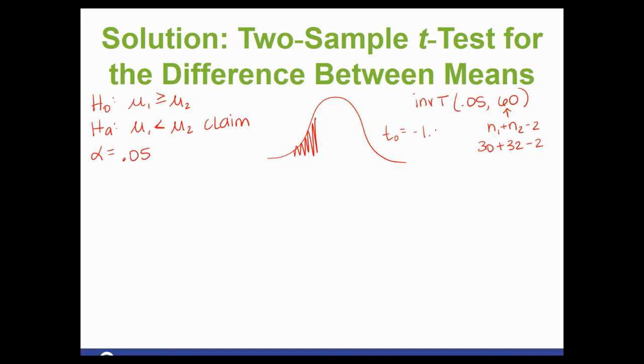So 1.6706, and we do want it negative. Put it on our sketch. Shaded area is our reject. Not shaded is our fail to reject area.